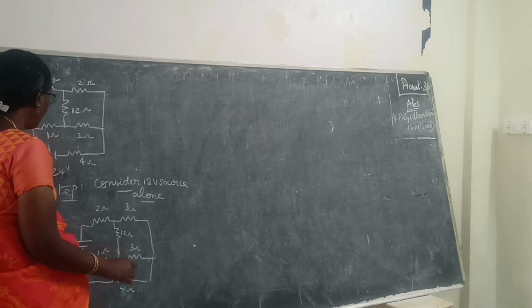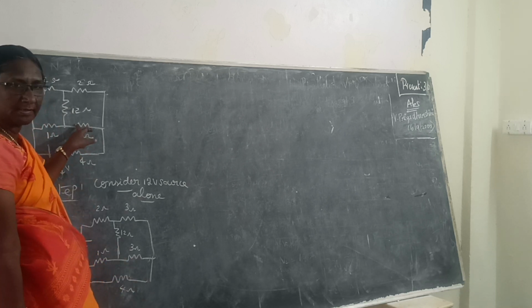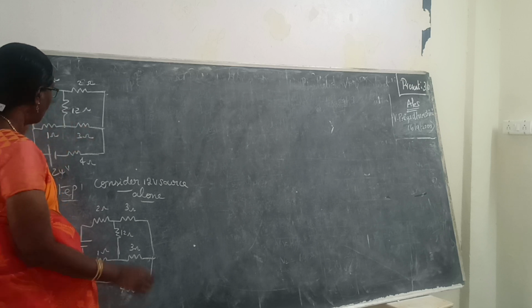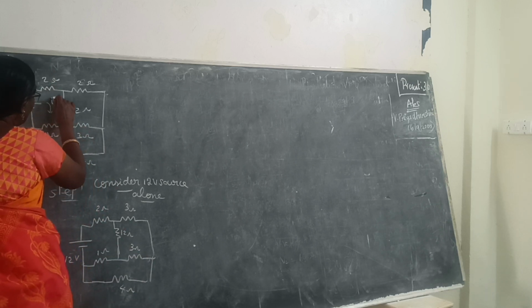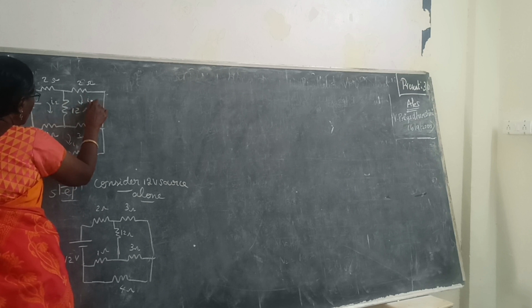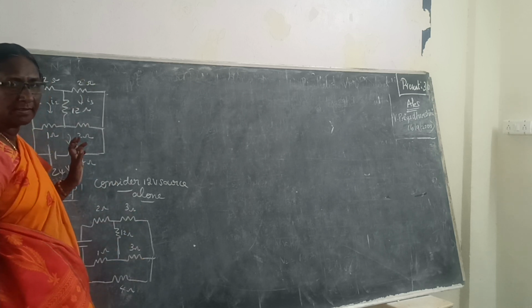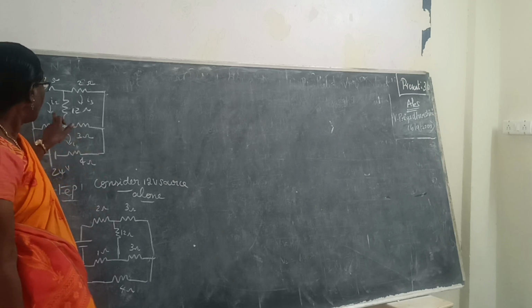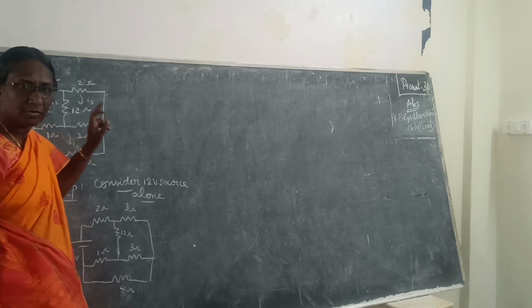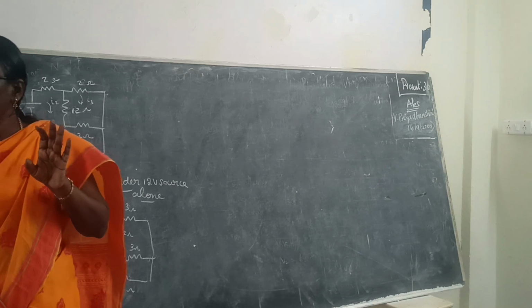The question is find out the current through 12 ohm resistor. Suppose this is I1, this is I2, this is I3. What about the current through 12 ohm resistor? I2 minus I3. So you are going to find I2 and I3 alone.